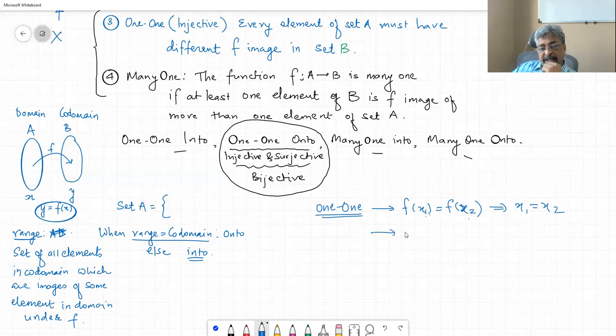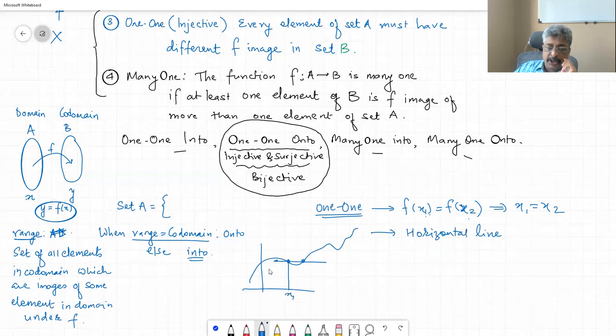Geometrically, handling a one one function is the horizontal line test. If you have been given some graph of a function, check whether a horizontal line intersects the curve at two points or one. If more than one, then it is not one one. This is not a one one function, because for x1 the value of the function is the same as that of x2, maybe at x3 also. Okay, so that is the graph. Horizontal line test: if the curve intersects a horizontal line in only one point, then it is one one.